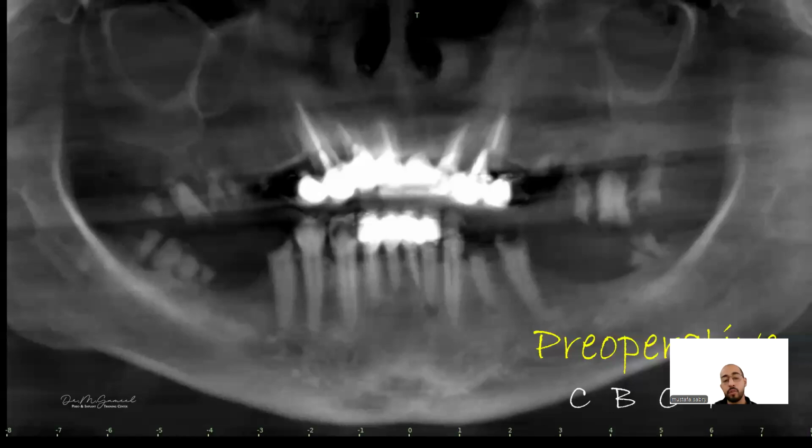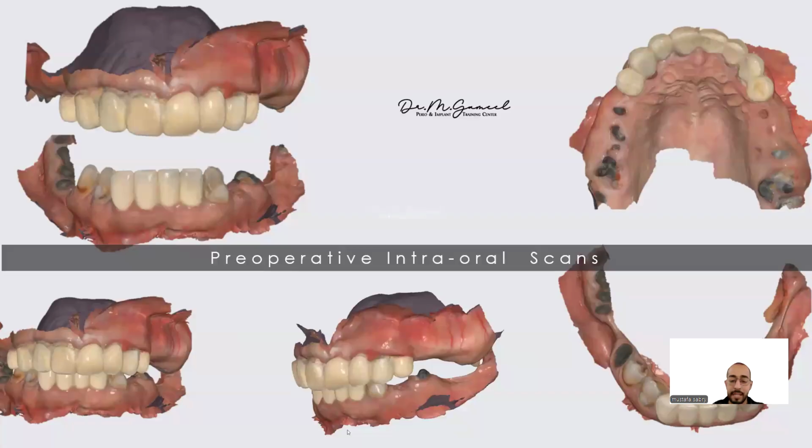This is a pre-operative OPG for the patient. This is a scan, how we record it. And of course, if you need to raise it a little bit with the aid of wax or a composite, you can do it very easy.